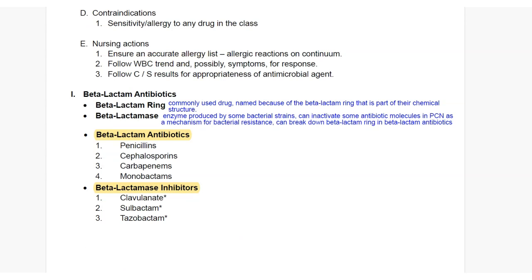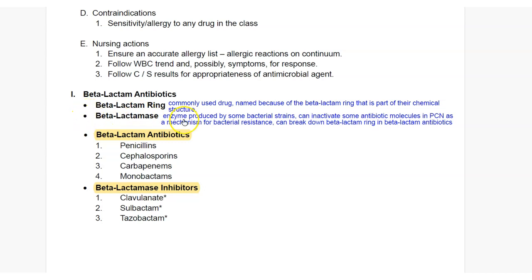Beta-lactam antibiotics. So when you hear this, before you can fully understand what we're talking about, we need to understand what a beta-lactam ring is and what beta-lactamase is. So beta-lactam ring is really a ring that's in certain types of antibiotics. So these beta-lactam antibiotics are commonly used antibiotics. They're named because of the beta-lactam ring that is part of their chemical structure. So that's part of the structure of the antibiotic. So beta-lactam ring, we're talking about the antibiotic.